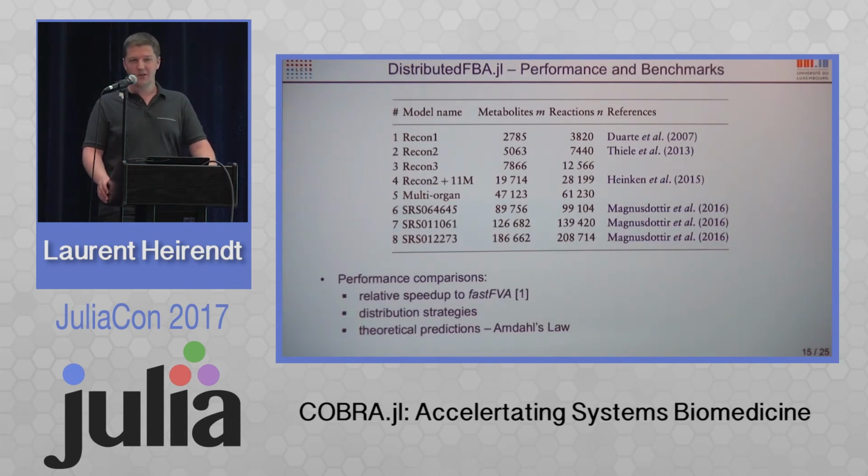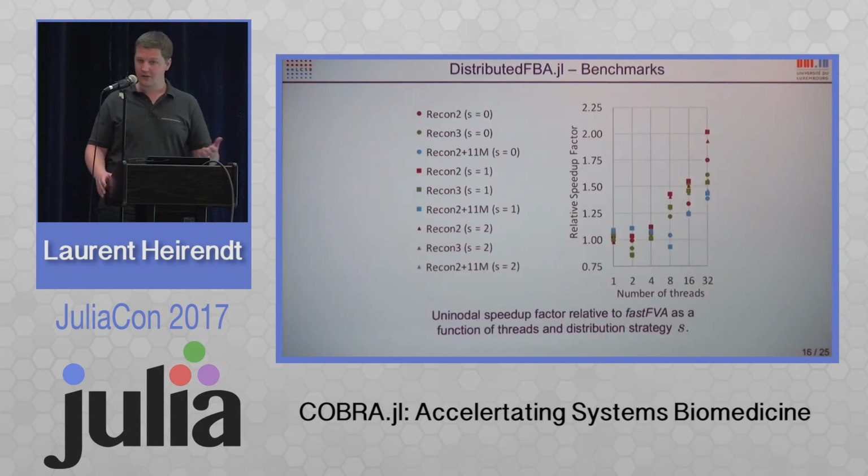Now, you were probably wondering about the performance and the benchmarking itself. So the first model, 3,800 reactions, very easy. But there are other models out there, let's say 210,000 reactions. And so there really, the performance can be found with Julia. So what we tried to do is to compare it to the commonly used fastFVA function. And what we found is that on 32 threads, so this is on one node, we actually get a speedup factor of up to 2.